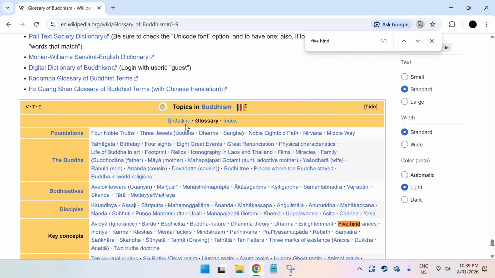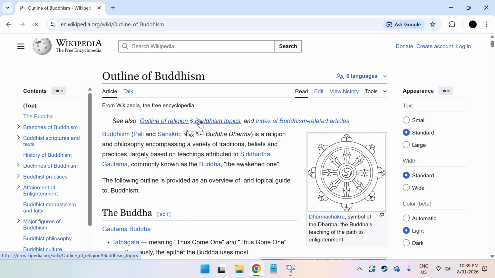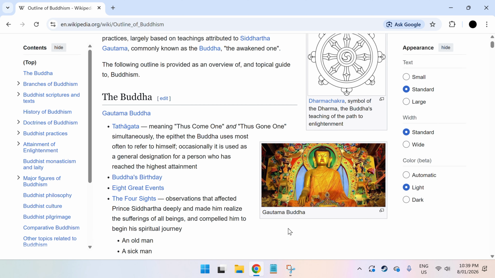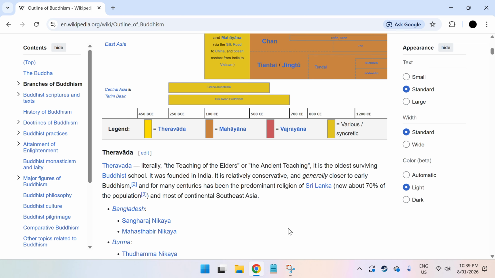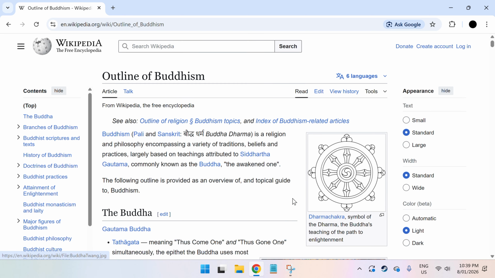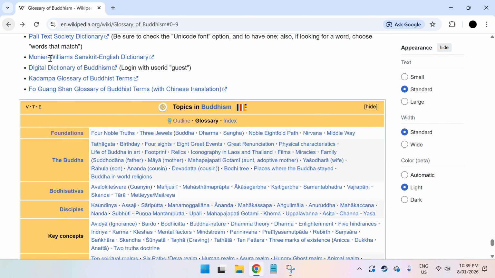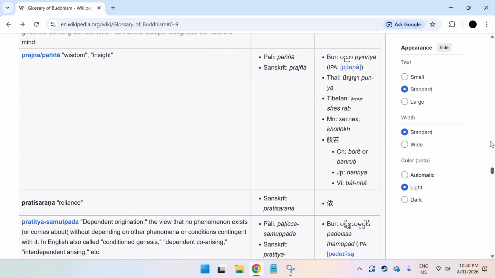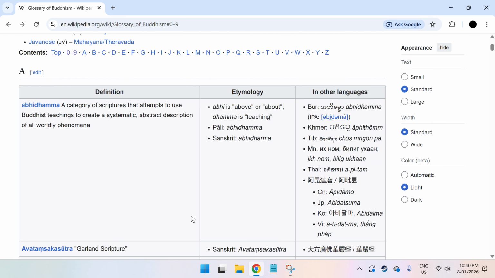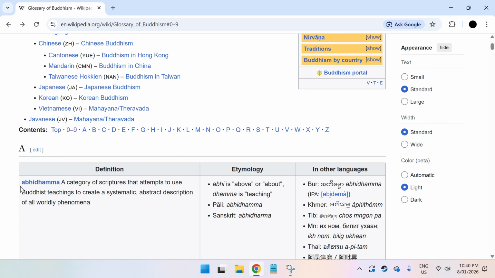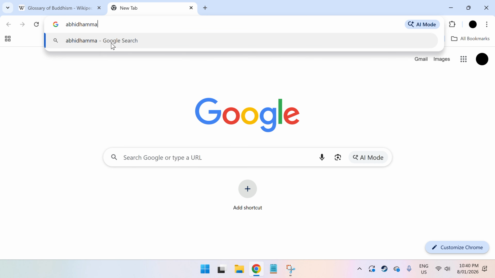What do we see if we click on outline? That will take me to outline of Buddhism. And I think this is all worth exploring as well. But what I want to stick to here is the Abhidhamma. Now I want to make sure that I'm pronouncing that right. So I'm going to look it up here.